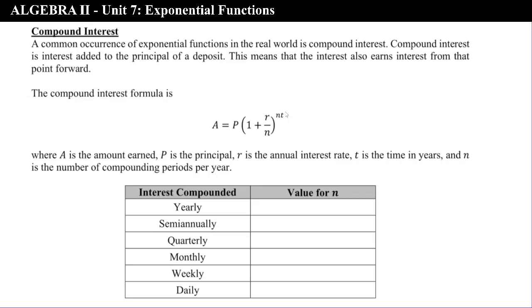To help you out with n, the number of times that it's compounded per year, let's take a look at what the value for n is for different types of wording. So if n is the number of times it's compounded per year and it's compounded yearly, our value of n is going to be 1. If it's done semi-annually, which means twice a year, then it's going to be 2. Quarterly, your value for n is going to be 4. Monthly, it will be 12. Weekly, there's 52 weeks in a year, so it would be 52. And daily, 365 days in a year. Typically, of course, there is leap year every 4 years.